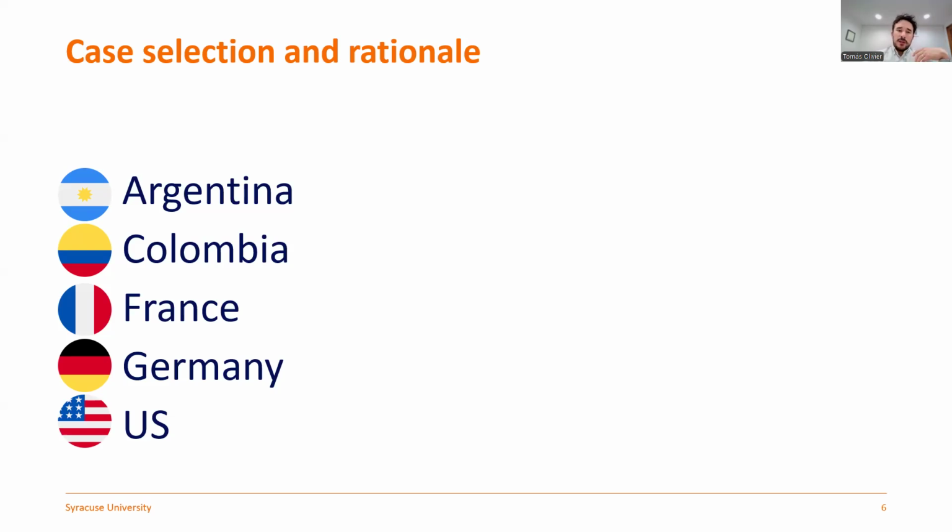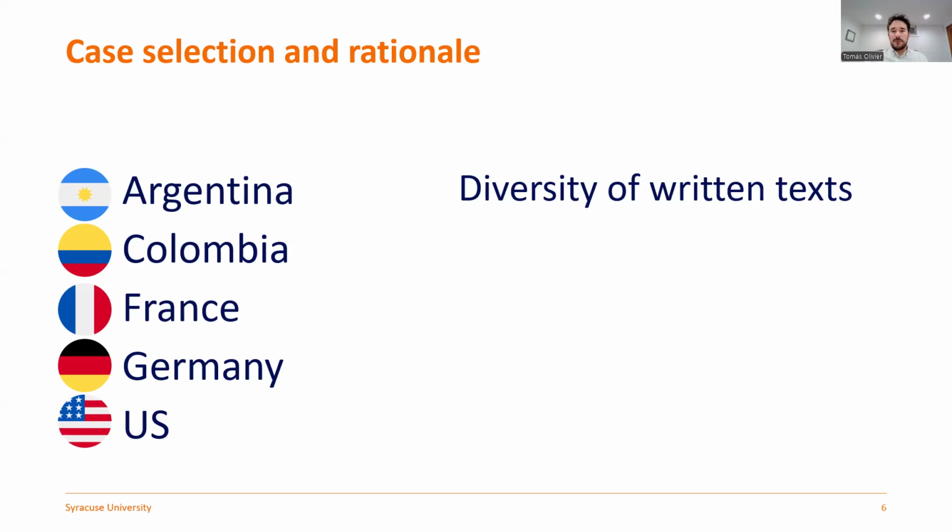This group of countries allows us to capture a diversity of written texts. We have relatively short constitutions like the US Constitution, and very, very long constitutions like the Colombian one. We have constitutions that have changed a lot, and we have constitutions that have not. We have constitutions that are relatively new, whereas there are others that have not been modified very much in a long time.